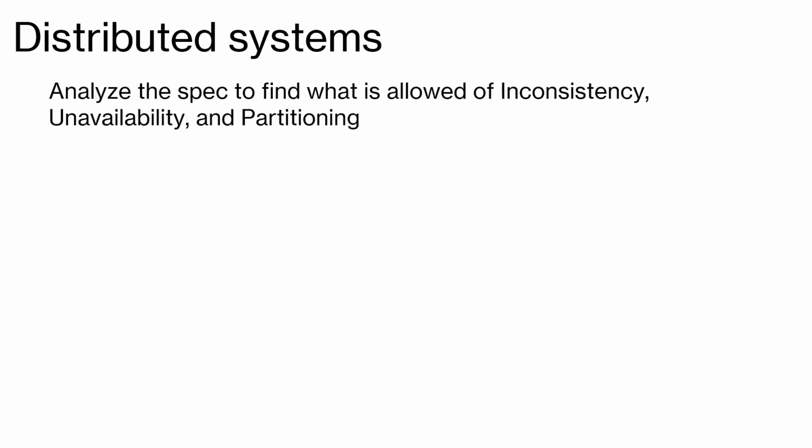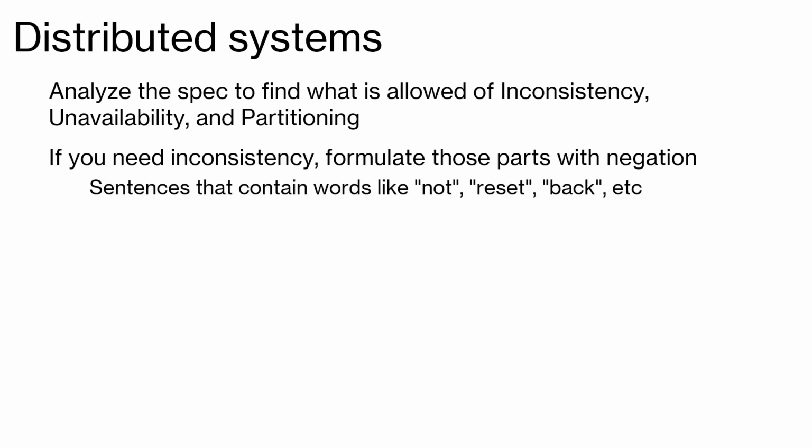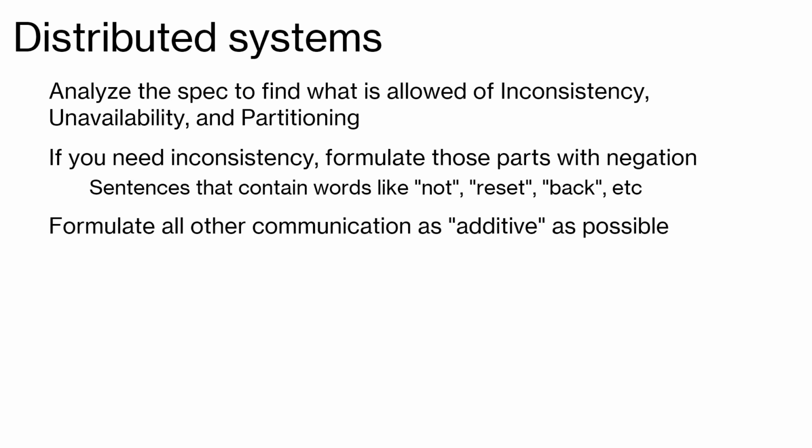For distributed systems, analyze the specification to find out what kind of inconsistency you are allowed to get away with. If you do need some amount of inconsistency, and chances are you will, formulate those parts as negations, because you will need self-reference. So find the places in the specification, in the distribution part, where you need words like not, reset, back, and so on. Those are hints. Formulate all other communication as additive, like up, continue, and so on.